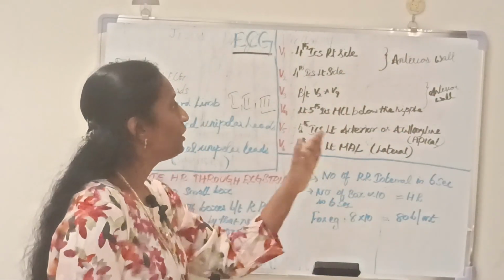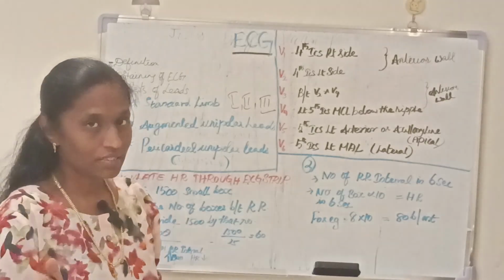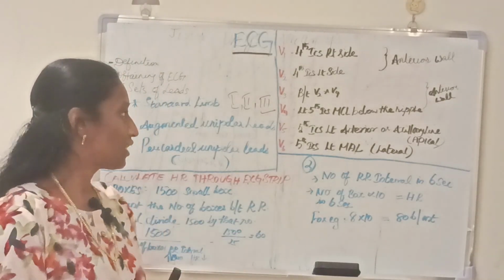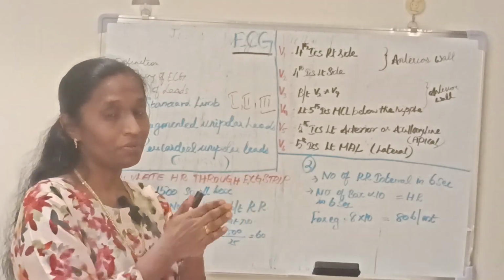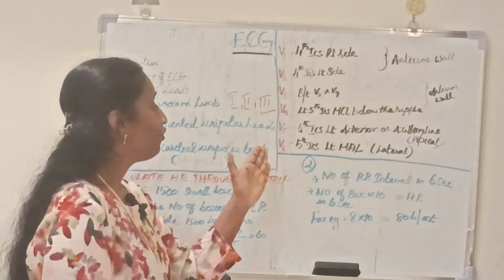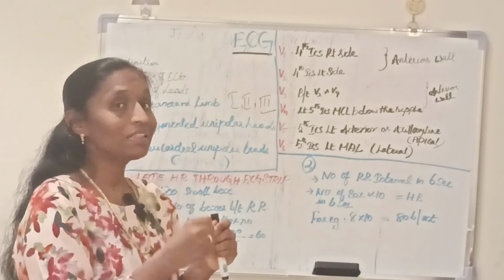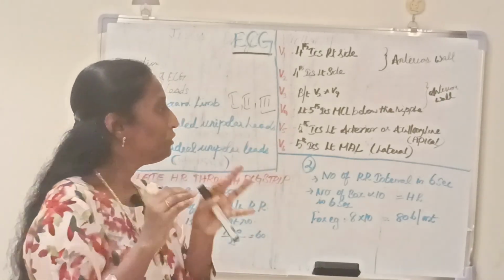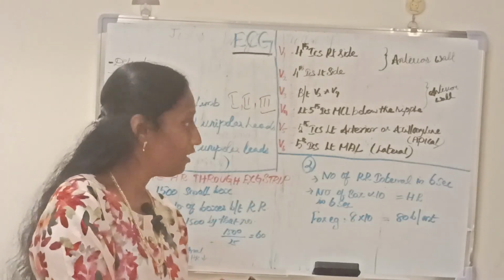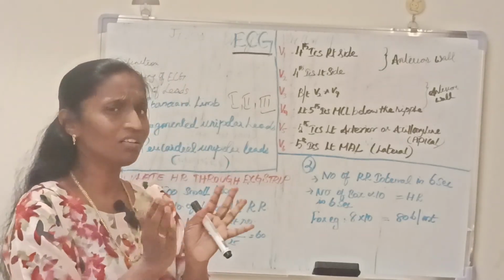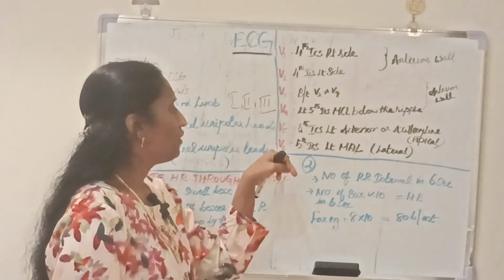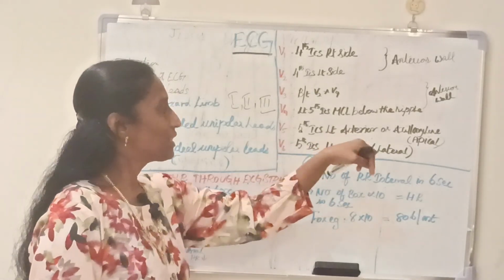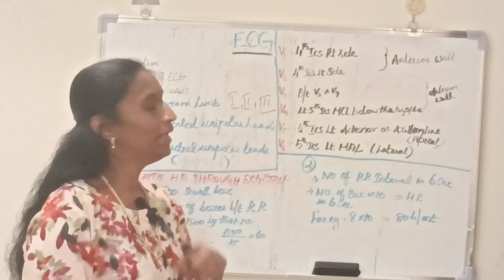So to recap the placement: V1 is the fourth intercostal space on the right side, V2 is the fourth intercostal space on the left side, V3 we place between V2 and V4, V4 is the left fifth intercostal space, mid clavicular line below the nipple, and V5 is the fifth intercostal space, left anterior axillary line, mainly at the apical area, and V6 is the fifth intercostal space, left mid axillary line, to the lateral.